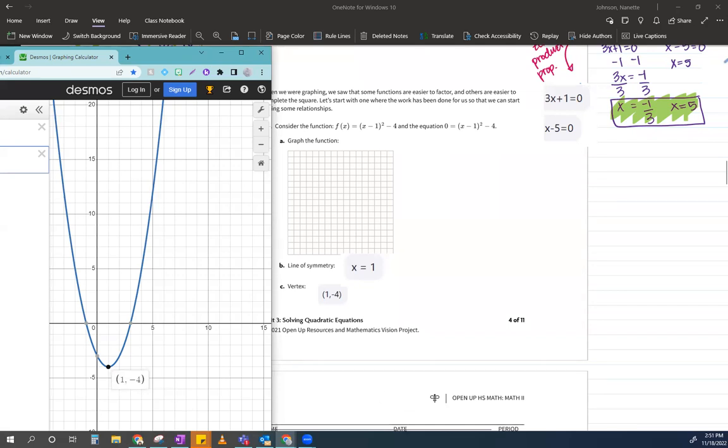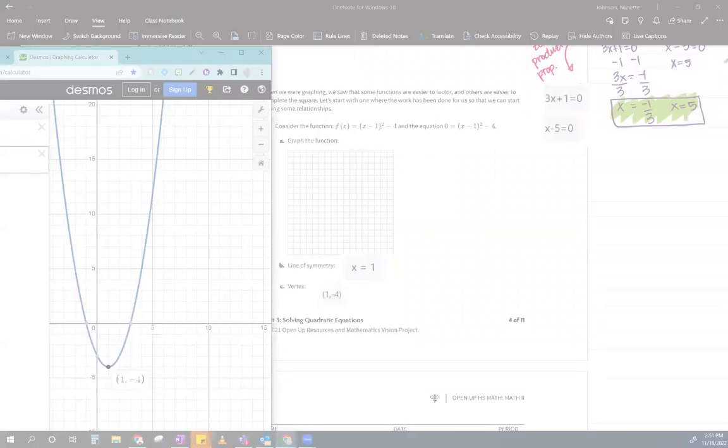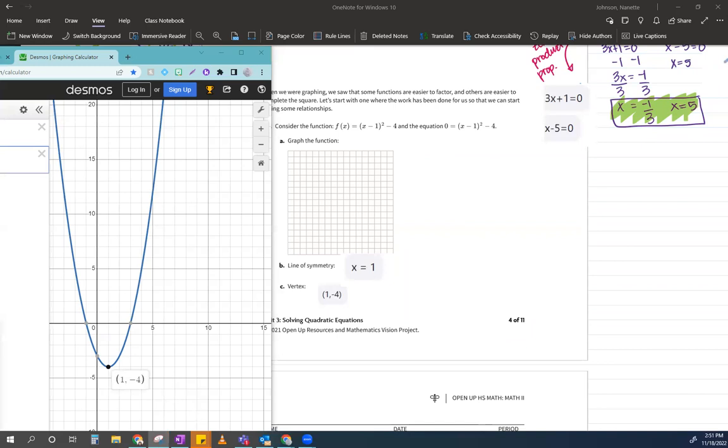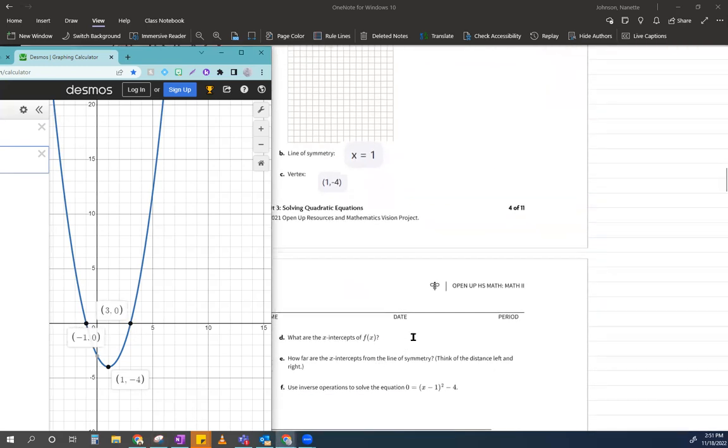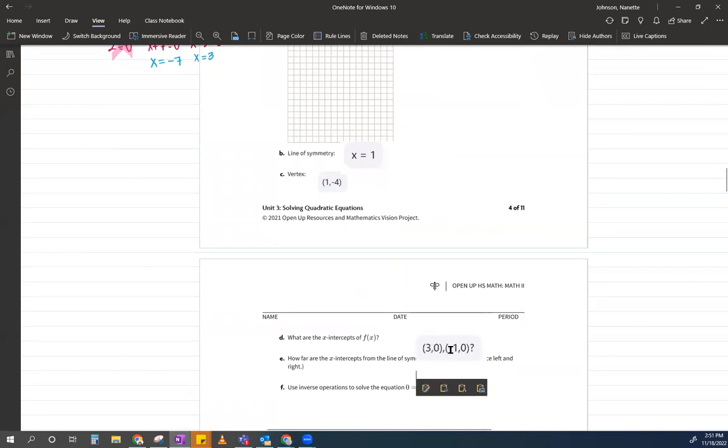Can someone look at this picture and tell me where my intercepts are? Very good. Someone already put it in the chat for me. Ms. Johnson, I think it's at 3, 0 and -1, 0. 3, 0, I agree. -1, 0, I agree. So let's put this right here. This is a yes.